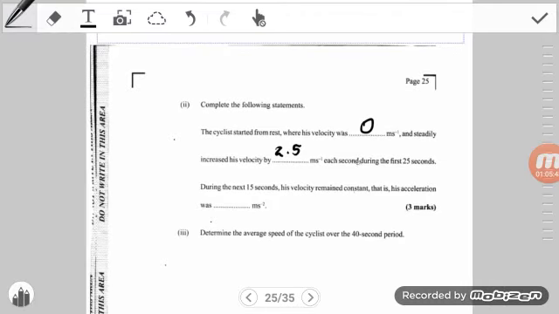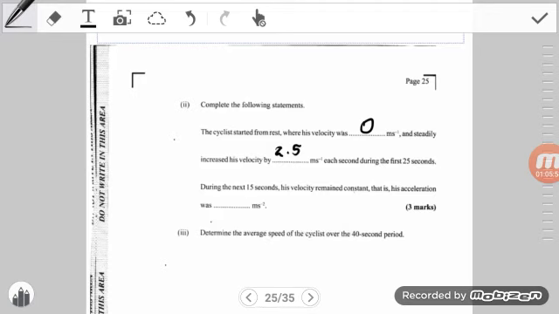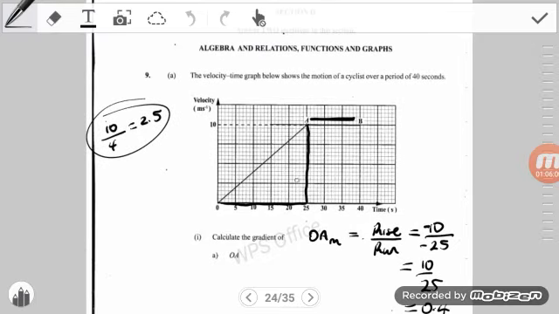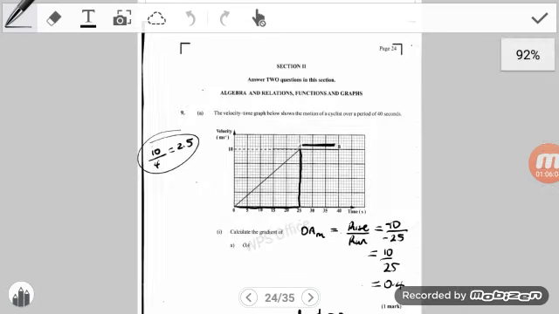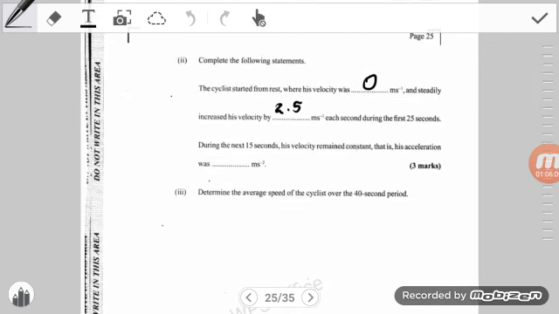Each second during the first 25 seconds. So during the first 25 seconds, let's go back to the graph. During the first 25 seconds, its speed increased by 2.5. So that's what it's saying. All right, so that's pretty good. We're working together, guys. It says during the next 15 seconds, his velocity remained constant. We had established that even without knowing this information. So that means his acceleration was 0.